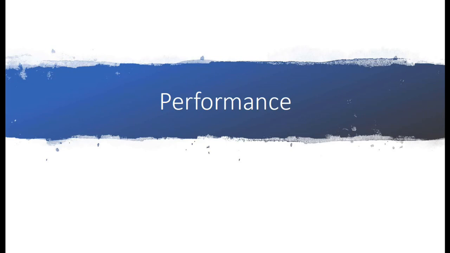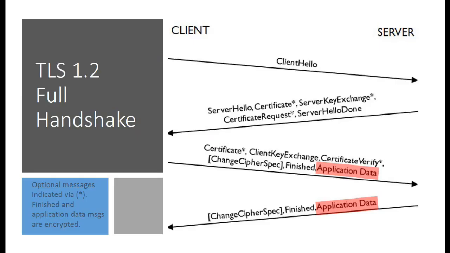The key feature in TLS 1.3 is certainly an improved round-trip performance, so let's have a look at it. Here you see the full TLS 1.2 handshake. The important aspect here is when protected application data can be transmitted, which happens after the first round trip, as the red marking indicates.